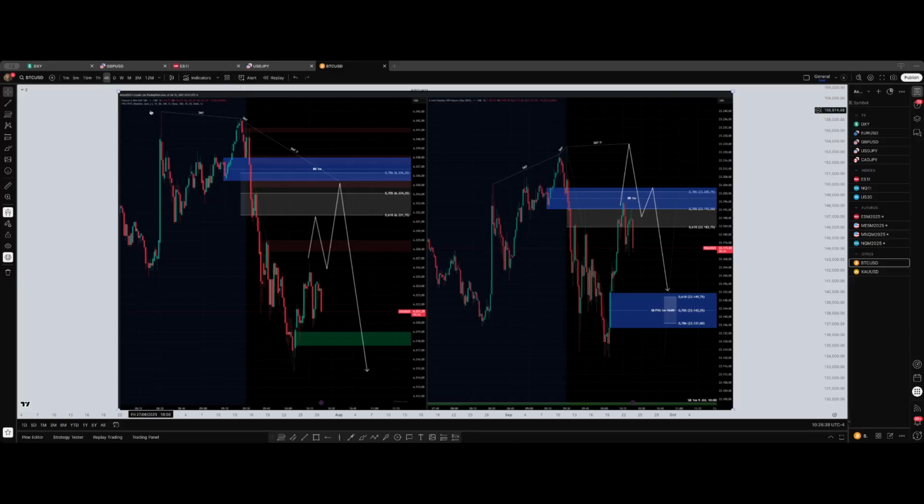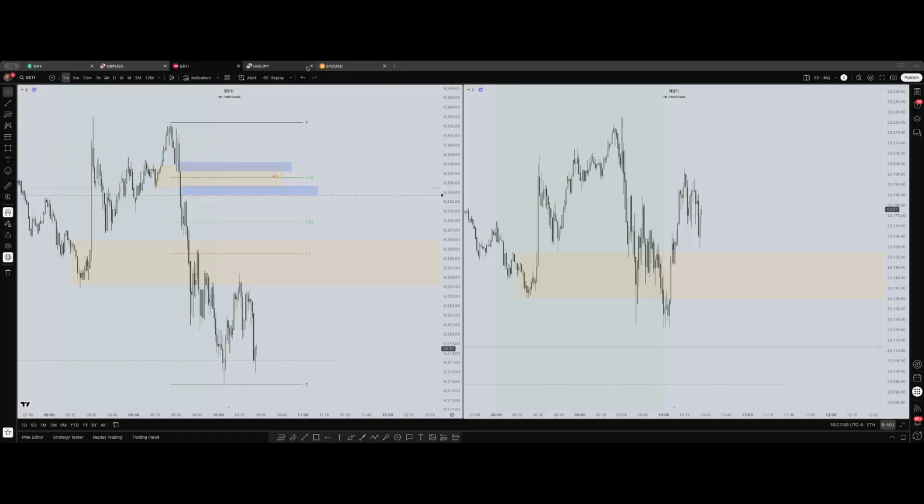You have ES and Nasdaq. ES on the left, and Nasdaq on the right. And he's asking if I'm waiting for something like this. Yeah, I'm waiting for something like that. Why not? It's a good observation. Let me check how it's performing now.